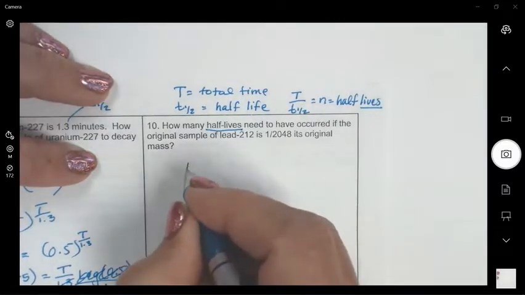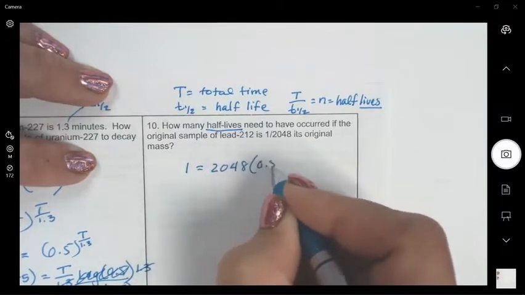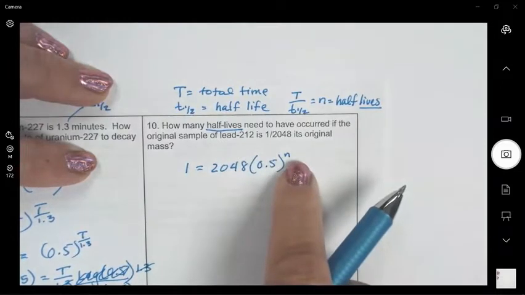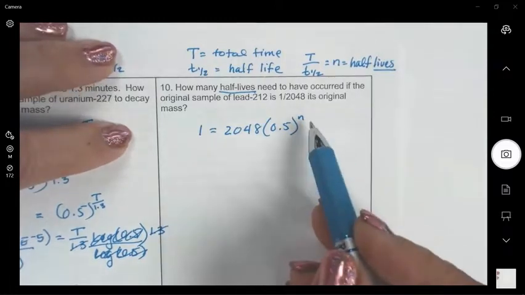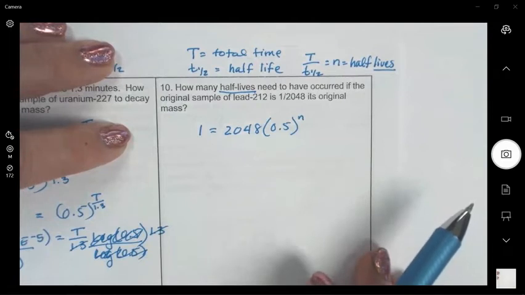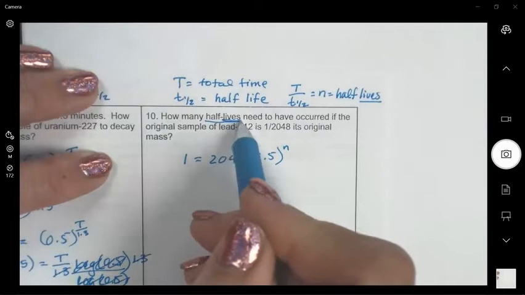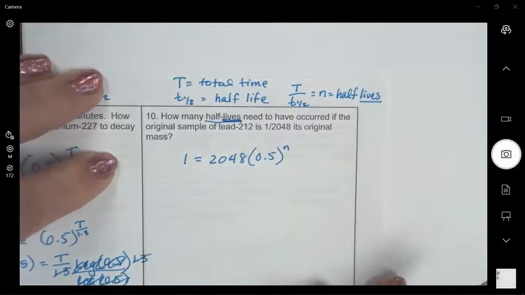So you just have final mass equals 2048 times 0.5 to the N, which is kind of the original simplified formula. And you're just solving for N. And yeah, you'll have to take the log of both sides. Good question though. Really, that's what would catch me up. Half-life versus half-lives. Any other questions on this? Going once.